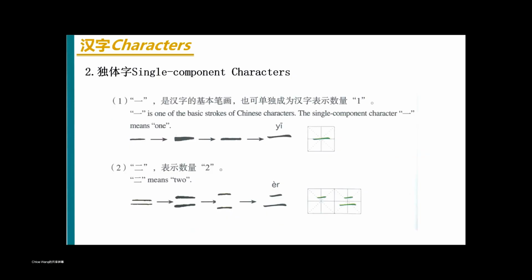We are gonna learn some simple component characters. The first one is 一. We just learned 一. Number 1, it is the stroke 横, and it is also a single character. 一 means 1. And 二 as well, just like 一, it is the combination of 2 横.